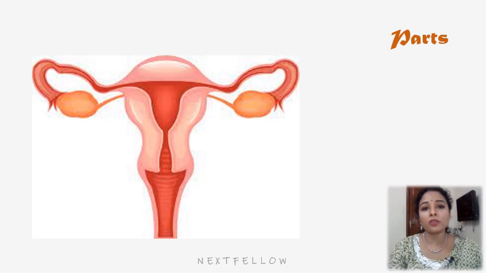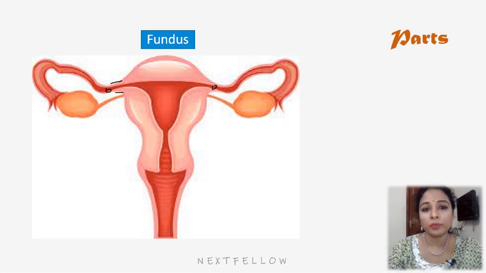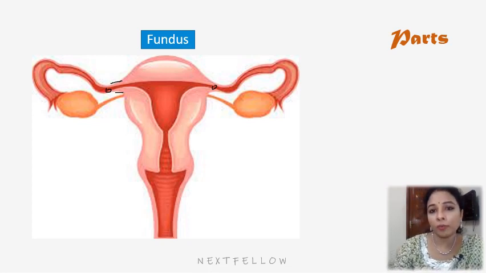Let's see the parts of the uterus. The upper end of the uterus is called as the fundus. It is connected on each side to the fallopian tubes. We can see the fallopian tubes open into the uterus. And the projection of the uterus into the fallopian tube is called as the cornu of the uterus. And lower part is the cervix, which continues into vagina. So basically, uterus is divided into four parts.